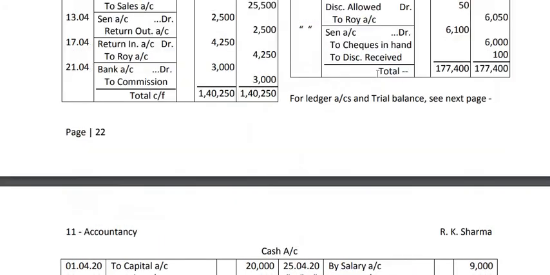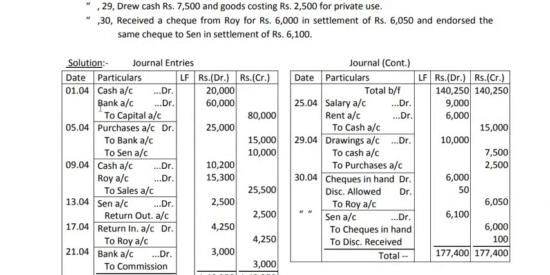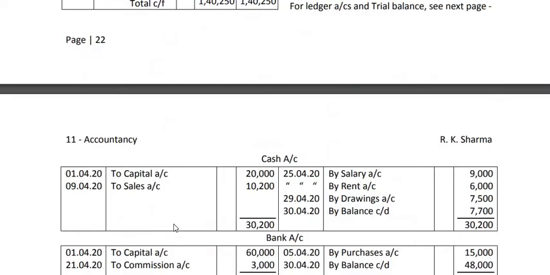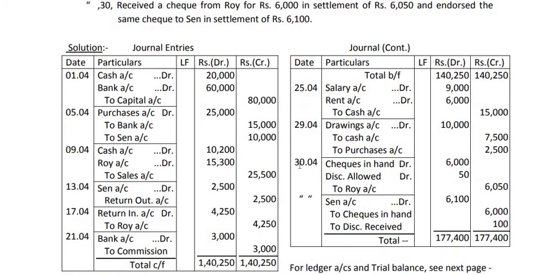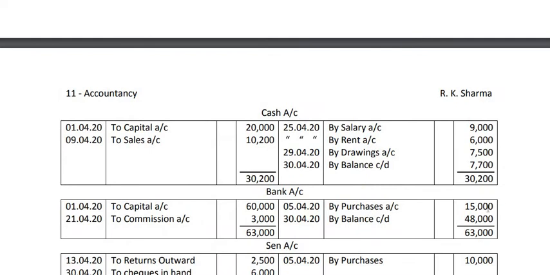Now next account will be bank account. See here in bank account we shall write to capital account, because bank account is to be debited. Bank account debit to capital, but don't write 80,000. In bank account you will write to capital only 60,000. Okay. So I have written in bank account to capital account 60,000. Then next entry is purchase account debit to bank to SAIN. So in bank account we shall write by purchases, but not this amount. We will write 15,000. So I have written in bank account by purchases 15,000.